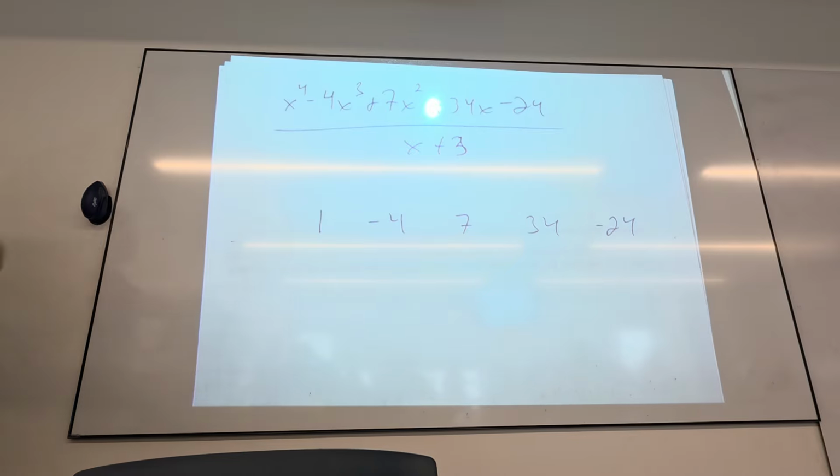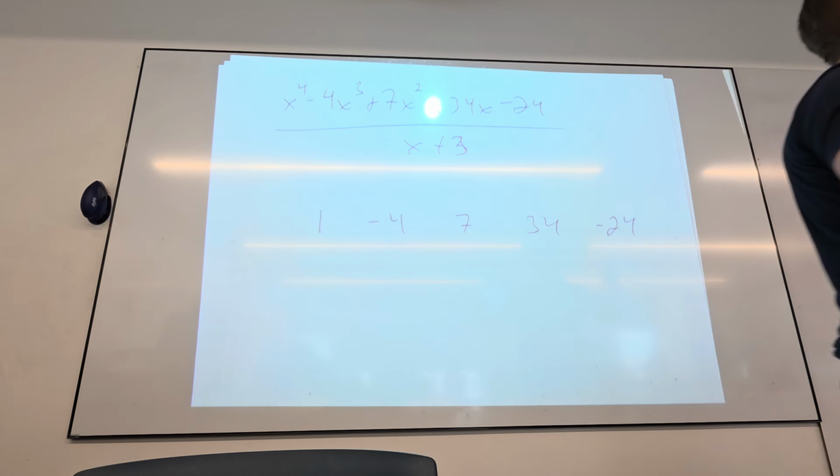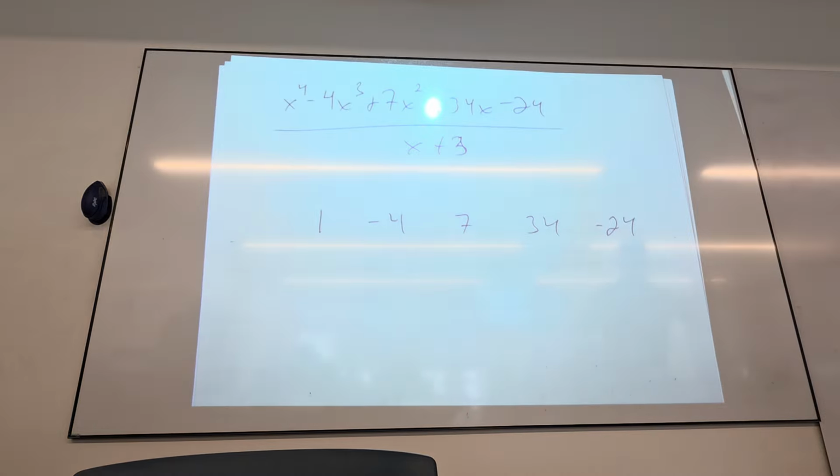Now, real quick, I'm divided by x plus 3. And what I'm doing, do you guys see how I'm just kind of removing the variables? I'm just going to look at the numbers. You guys with me? What do I get if I remove the variable on the bottom? What's the only thing left? 3.